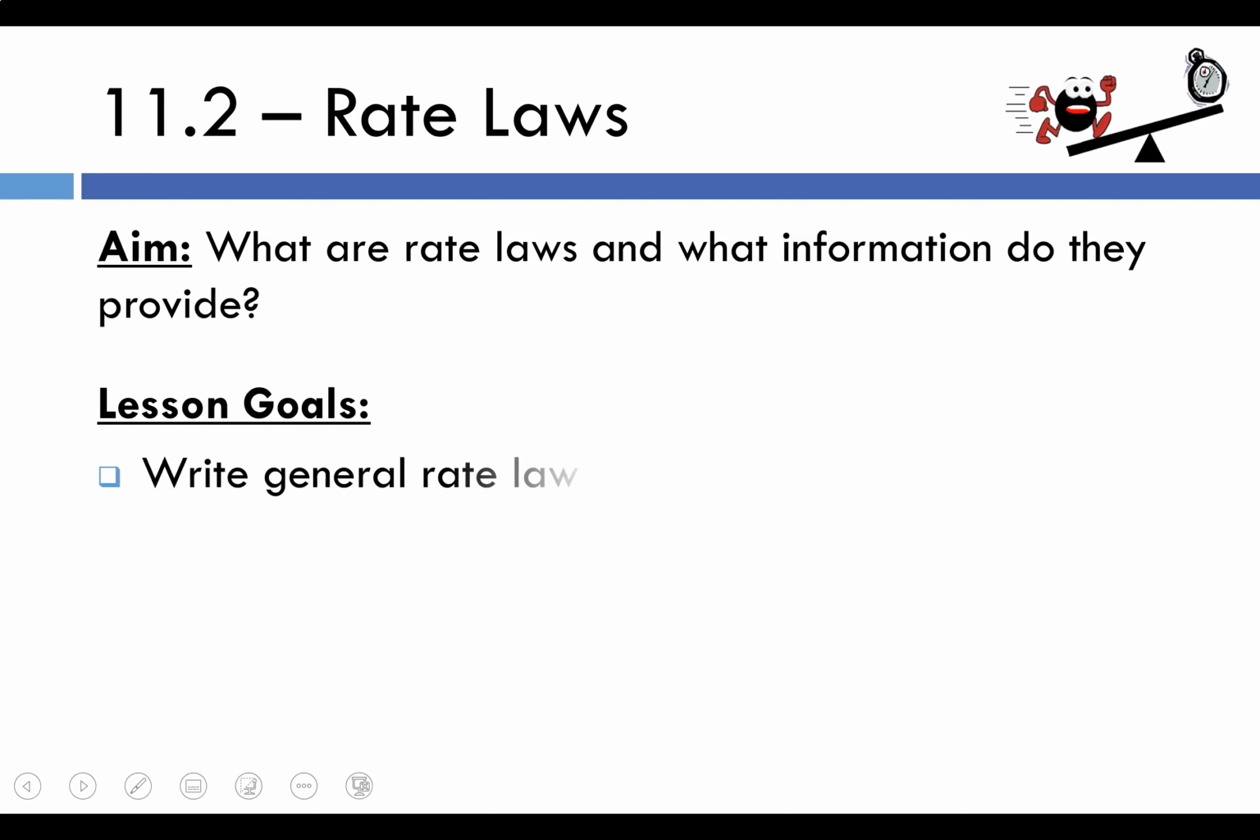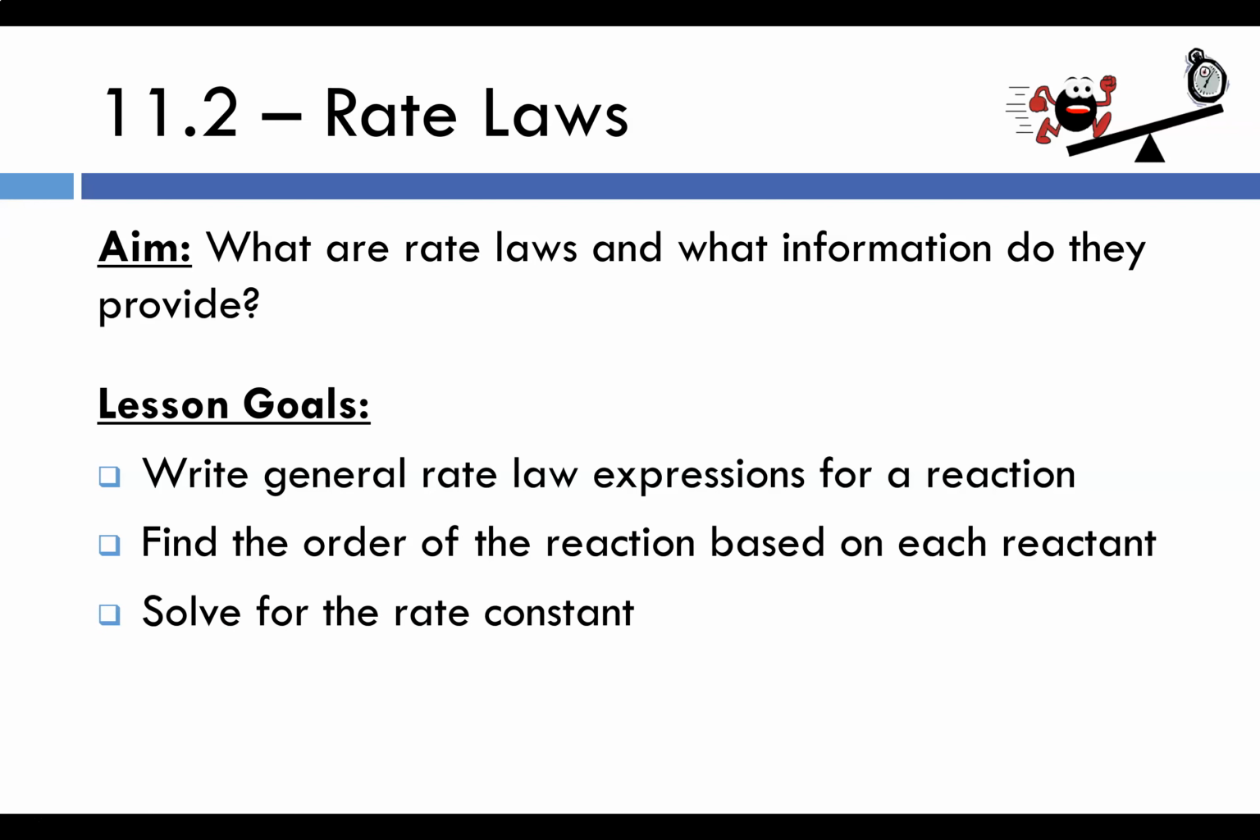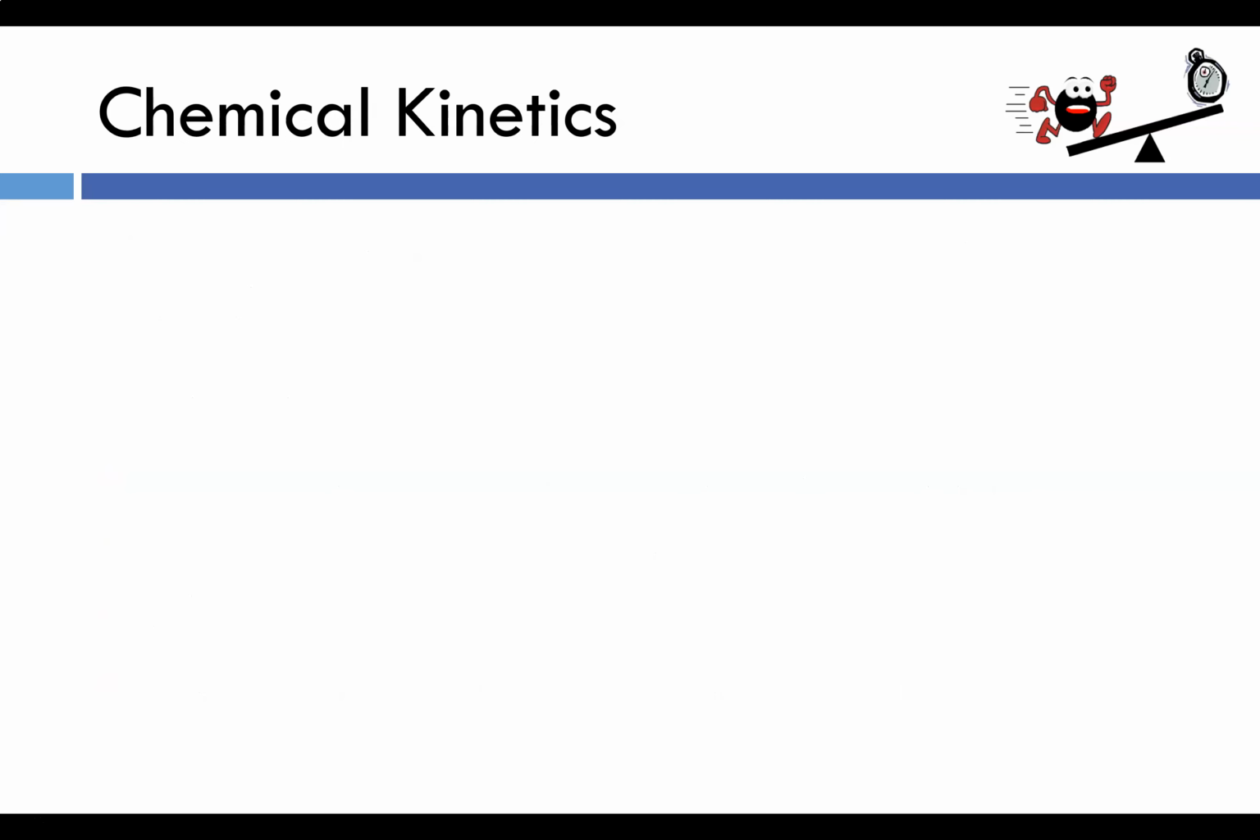Goals for today's lesson. You should be able to write the general rate law expression for a reaction. You should be able to find the order of a reaction based on each reactant. You should be able to solve for the rate constant and predict the rate of a reaction when given concentrations. If you're looking over this and you are feeling confused, don't stress. We will get you through it, and I promise it'll make a lot more sense by the end of the lesson.